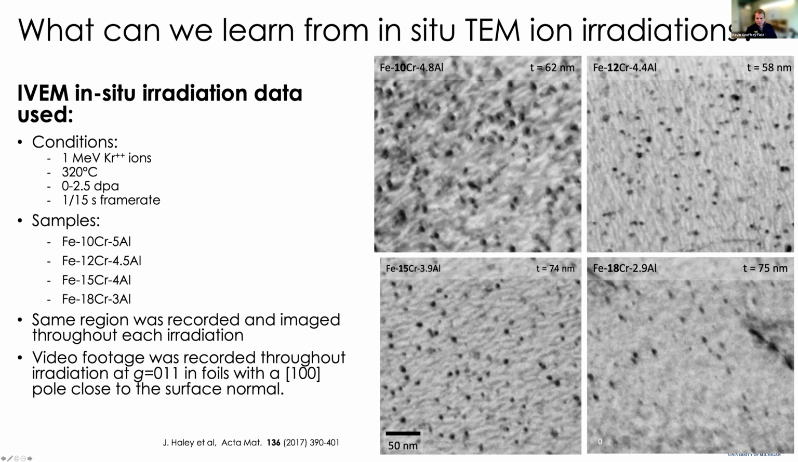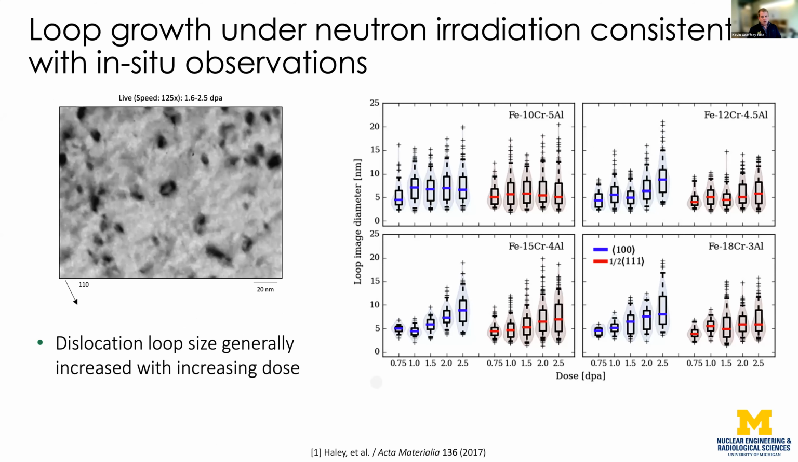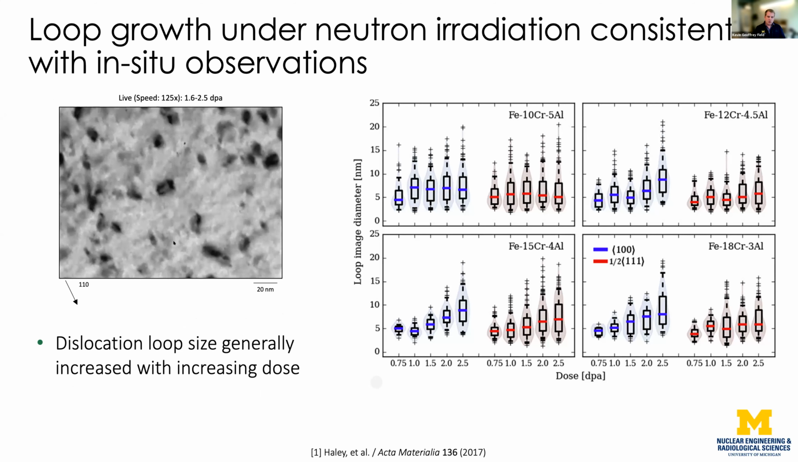All right, so if we do that type of in situ irradiation, and this is just a cut form showing that loop growing that I had highlighted before.